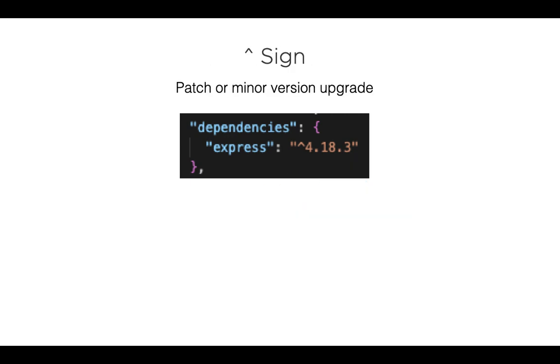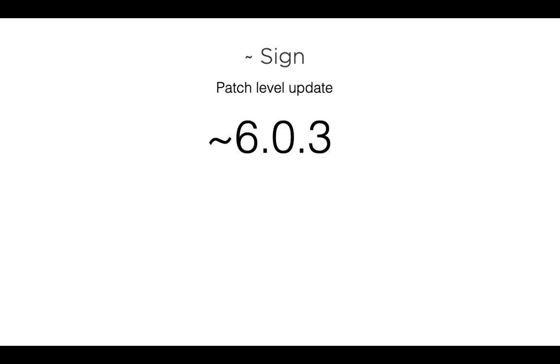Now the caret sign here means that only the patch or minor version updates are allowed, but not the major version. So here a version number greater than 4.18.3 would be okay, but it has to be less than 5.0.0. So 4.18.4 would be okay, 4.20.0 would be okay, but not 5.0.0. The tilde sign indicates only patch level updates are allowed. So here, anything above 6.0.3 is okay as long as it is less than 6.1.0. So for example, 6.0.4, 6.0.7 are okay, but not 6.1.0.